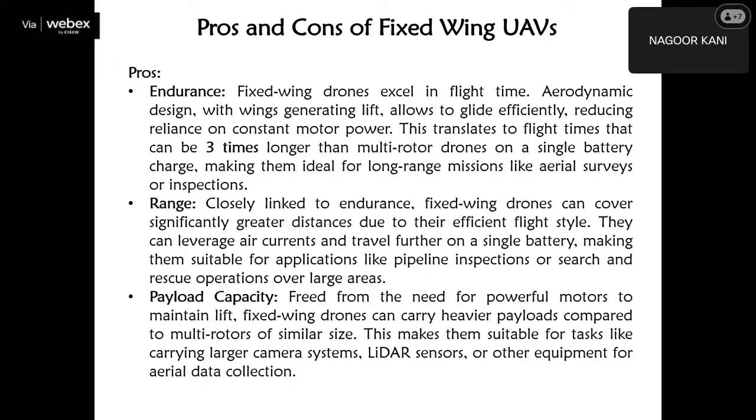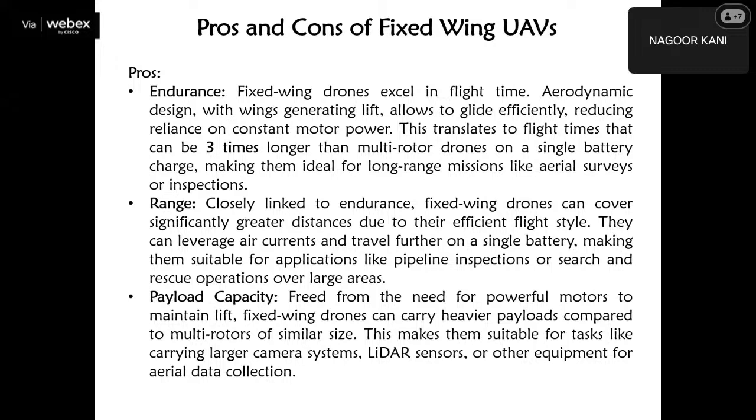So it leverages air currents and travels further on a single battery. People are using it for pipeline inspection, search and rescue, mostly for large areas. That's why the fixed wings are used. They are used in the army. Fixed wings are very much used in the army. They are large drones, more than 25 kg in weight, up to 150 or above 150.